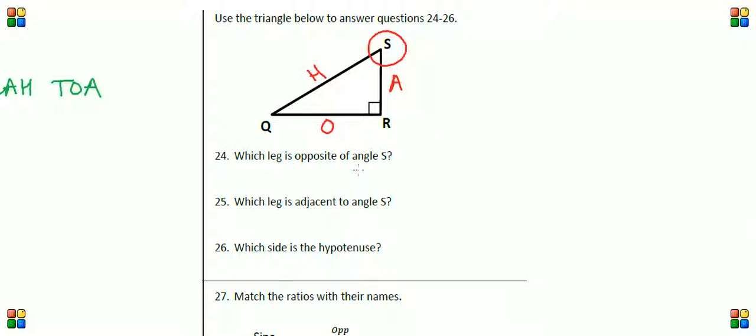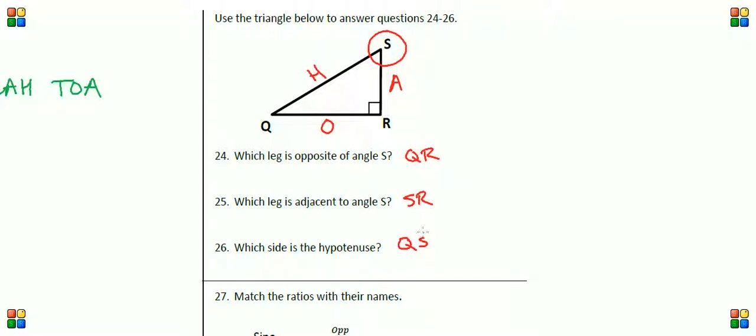So that's all this question is asking. What is the leg, or which leg is opposite of angle S? It's just QR. Which leg is adjacent to angle S? Well, that is SR. And which side is the hypotenuse? That is QS.